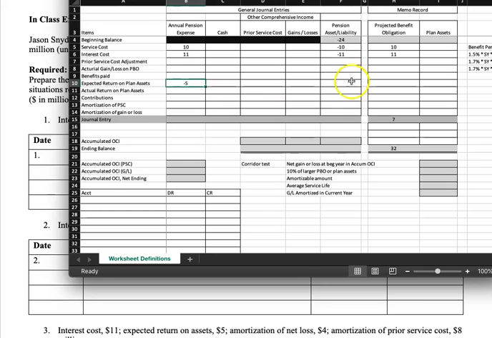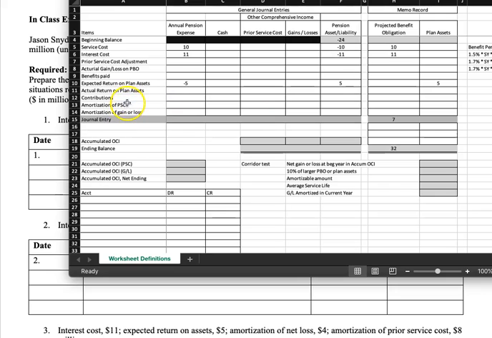Now, what's the offset to that? Well, it's going to be our plan assets, because if we have an expected return, our plan assets are going to go up. So we would go over here and we would debit our plan assets. Notice that helps to offset the underfunded position, because that makes our assets go up in that case. So actually our assets would increase, okay?